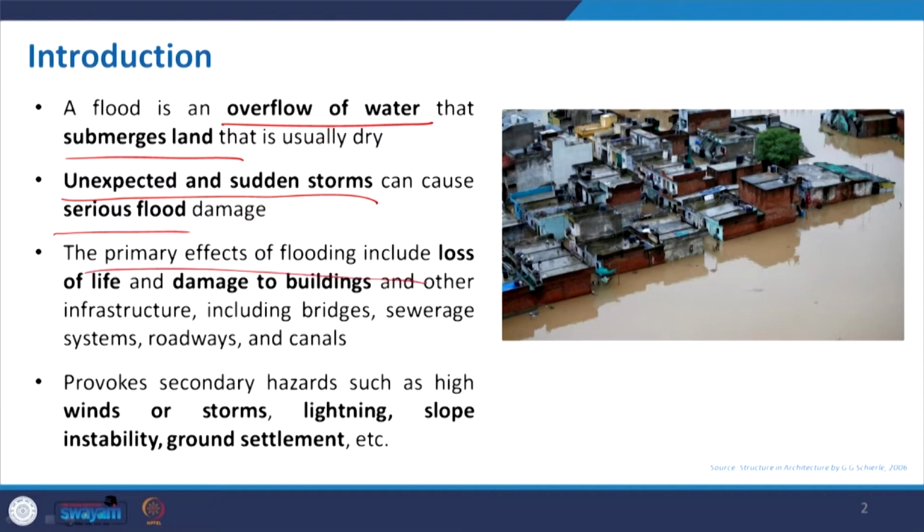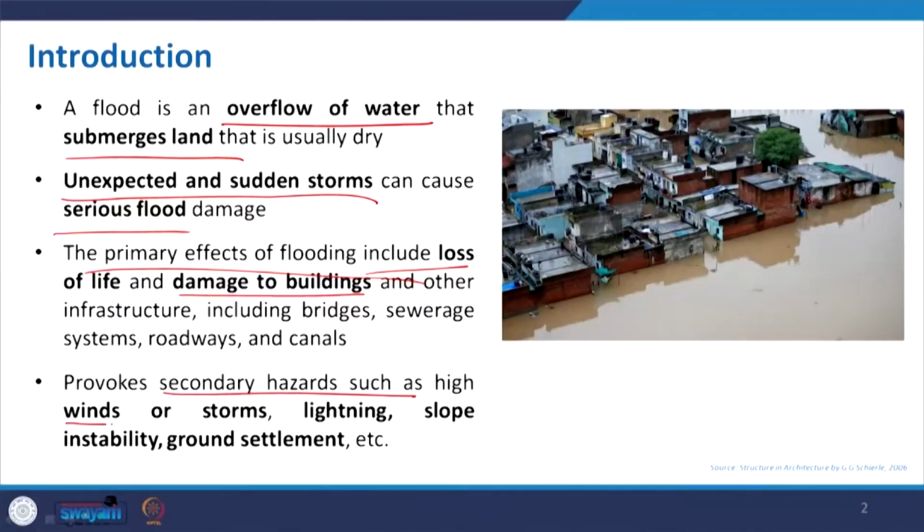The primary effects of flooding include the loss of life. It is a direct one where a heavy flow blows away the people, or it may be the after effects, like during the flood there will be more health problems, and that may lead to loss of life. It also damages the buildings, different properties and different infrastructure.